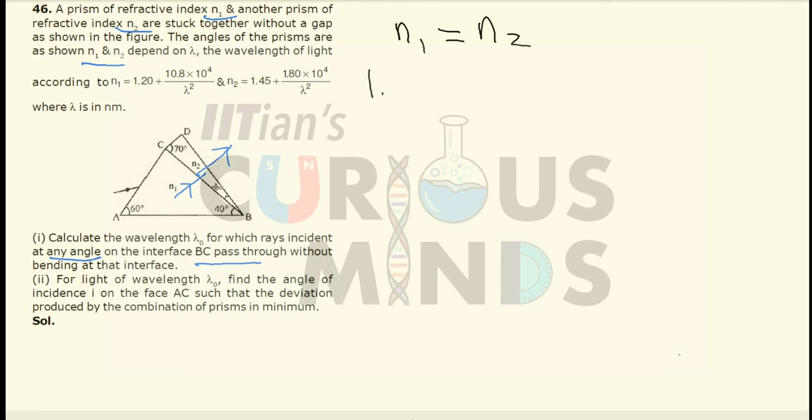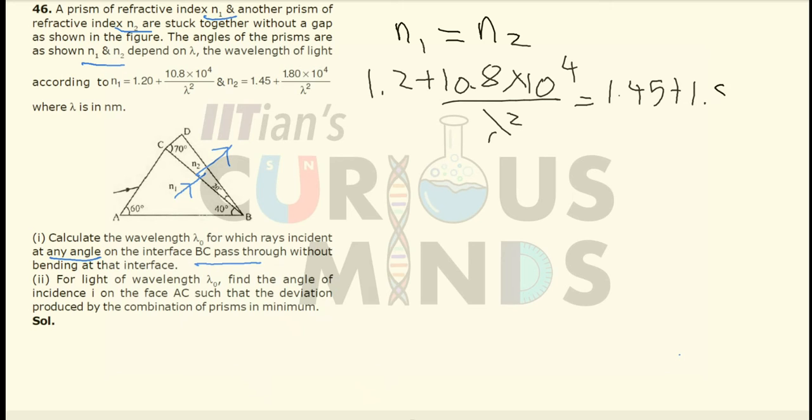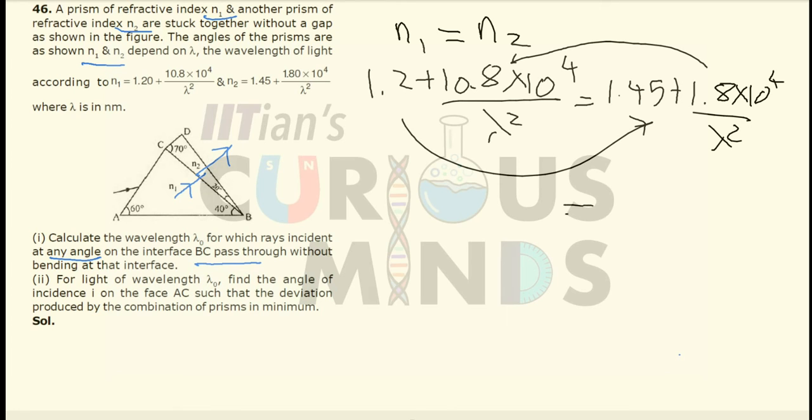So when I substitute the value, it will be equal to 1.2 plus 10.8 into 10 raised to 4 divided by lambda square will be equal to 1.45 plus 1.8 into 10 raised to 4 divided by lambda square. I will shift this term on the left hand side and this term on the right hand side over here. So it will be equal to 1.45 minus 1.2 which is 0.25. Okay, it will be equal to, I can take 10 raised to 4 divided by lambda square common, 10.8 minus 1.8 will be equal to 9. So basically lambda square will come out to be 36 into 10 raised to 4.